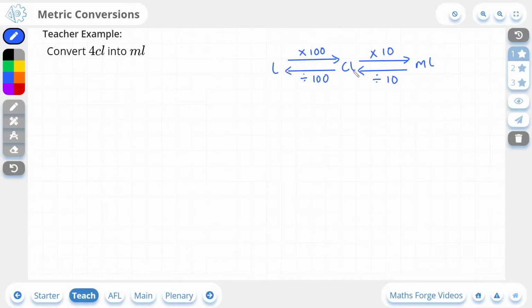Now centiliters, there are 100 of them in a liter. So to get your number from liters into centiliters, you multiply by 100. So to go from liters to centiliters, times 100. And the opposite is true. If you have centiliters and you want to get that number into liters, you divide by 100.